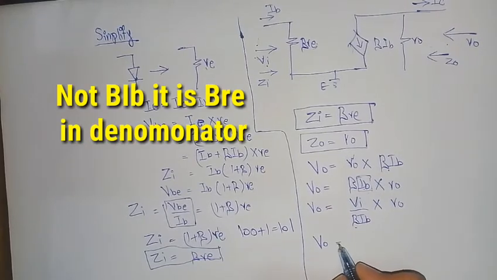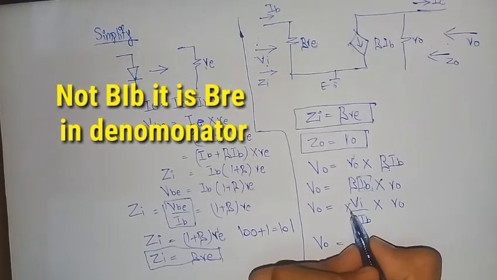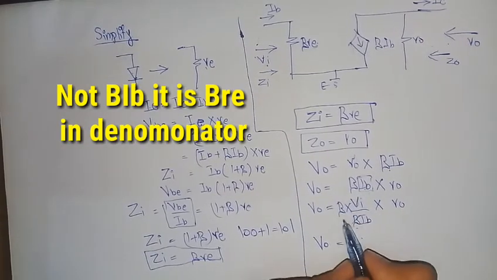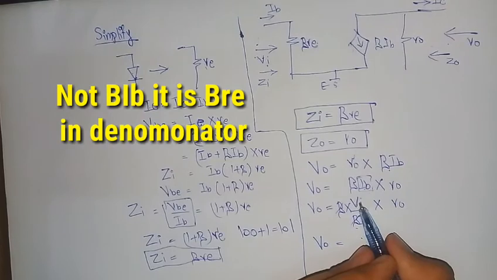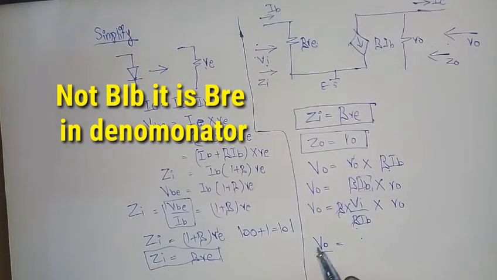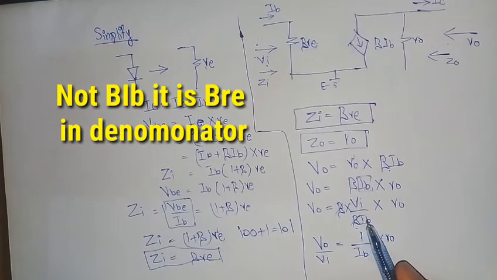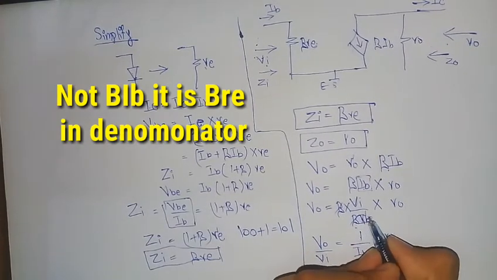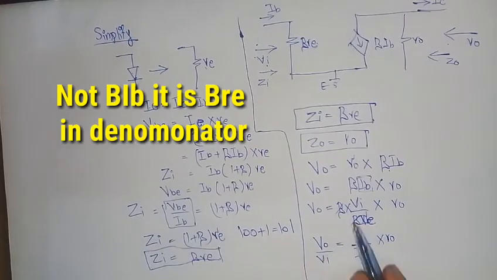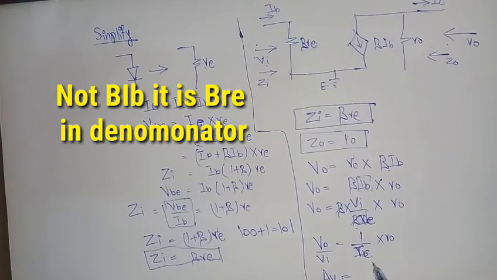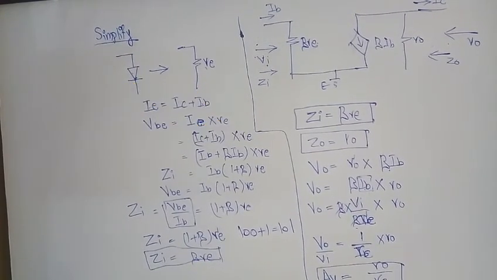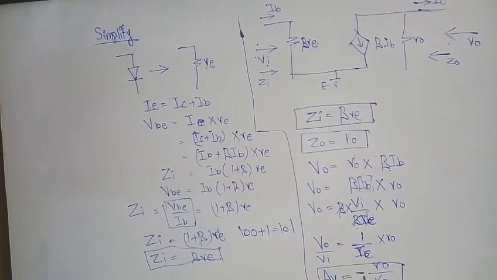So V0 will be equal to this factor multiplied with beta, because there is a beta present. So beta is cancelled with beta, and we take VI on the denominator on the left-hand side, and only one thing is present over there, which is 1 over RE multiplied with R0. This is beta times RE, and beta is cancelled, so it is simply RE. So the voltage gain will be equal to R0 over RE. This will be the value of the voltage gain, and here we will take a sign of minus.